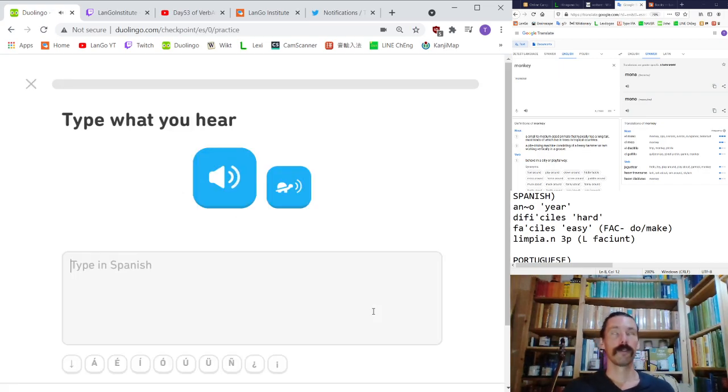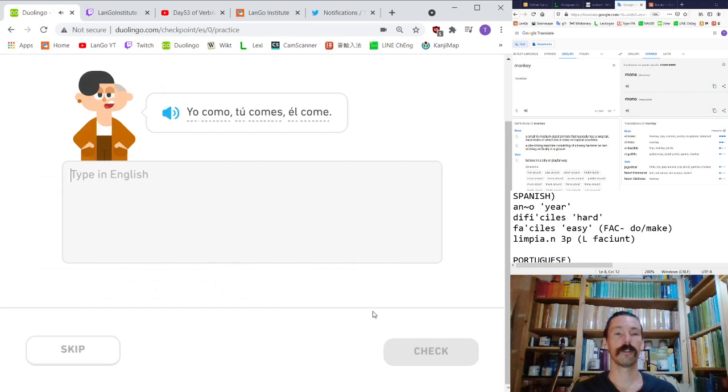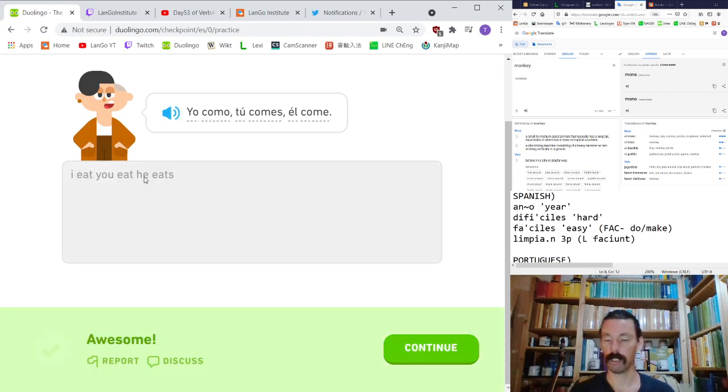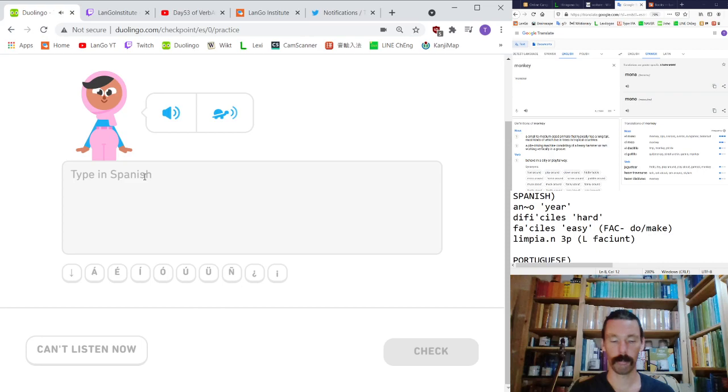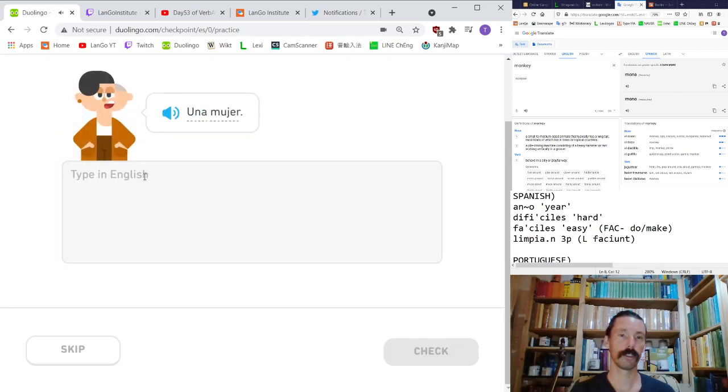Yo soy una mujer. Yo como. Tú comes. Él come. So this is a partial paradigm, a collection of different forms of the same verb. I eat, you eat, he eats. Oh, he specifically. Él. Ella would be she. El pan, the bread.